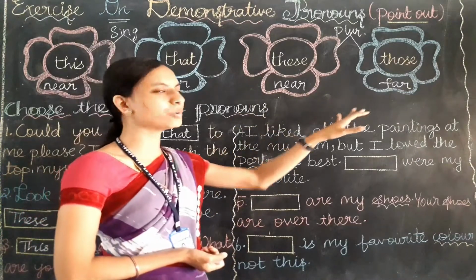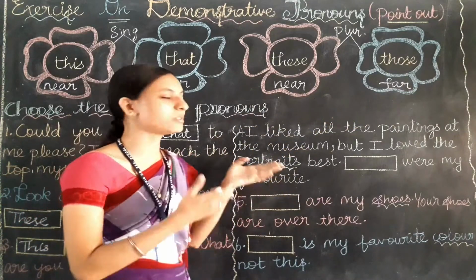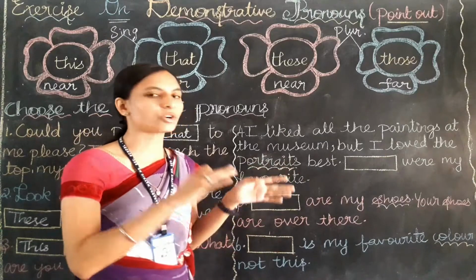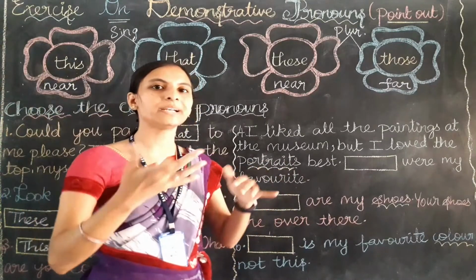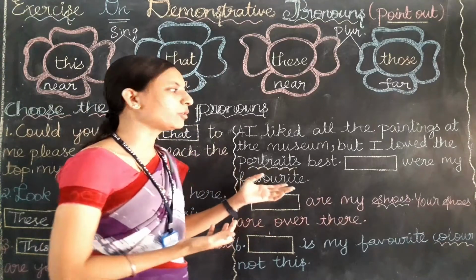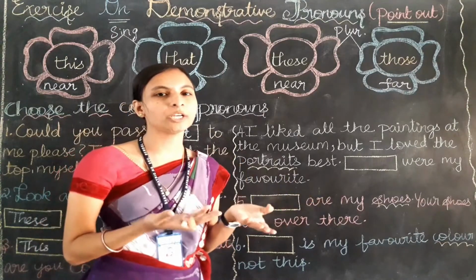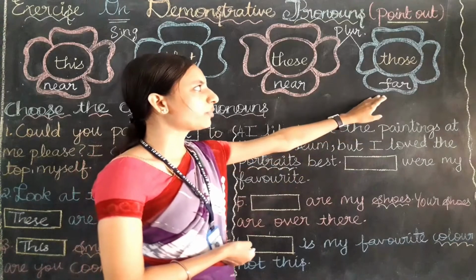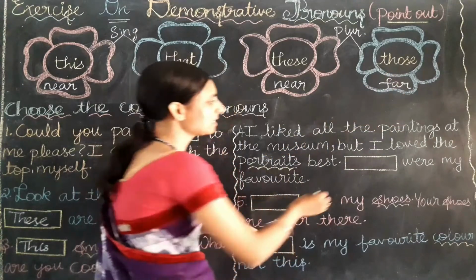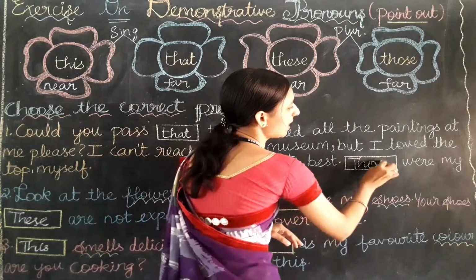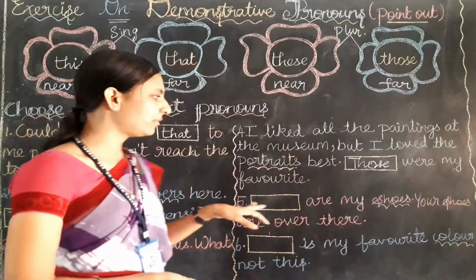Yes, these and those. Now this portrait is not nearby them, right? They are talking about the museum. The museum is far away, but they are talking. Then which pronoun can we use for pointing out far away things? Yes, for far away, at a distance, we need to use those only. So the answer is those. So those were my favorite.